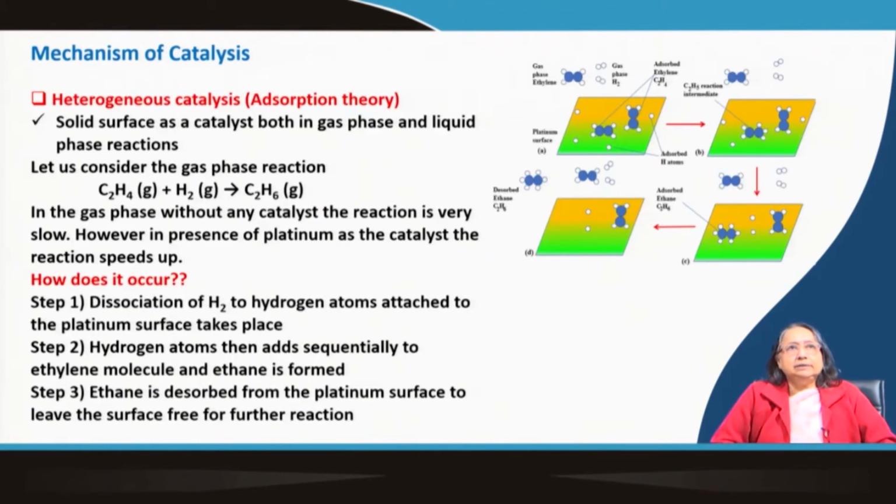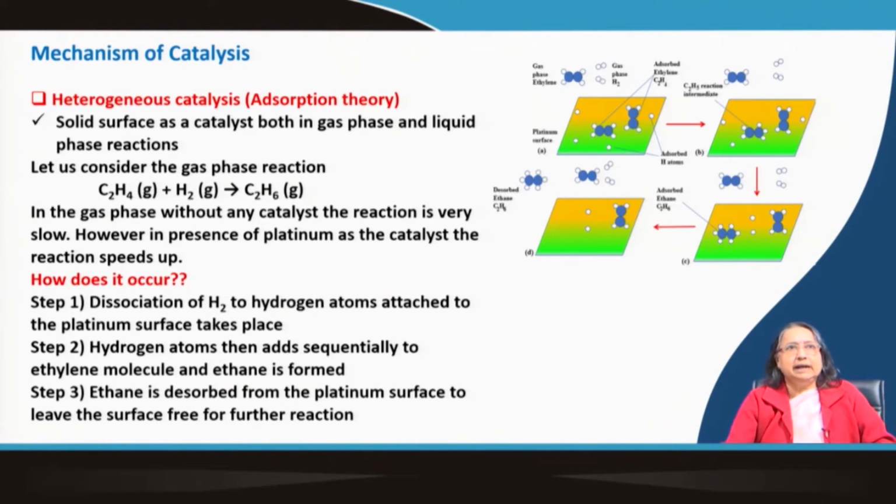Now, what is the mechanism for heterogeneous catalysis? This is very interesting. You can see the diagram here. Heterogeneous catalysis is mainly explained by adsorption theory. So, adsorption is the one step that should occur. In heterogeneous catalysis, mostly a solid surface acts as a catalyst, in both gas phase and liquid phase reactions. I have already given some examples of this type of reaction.